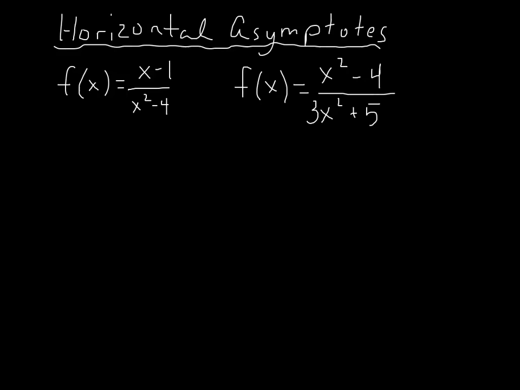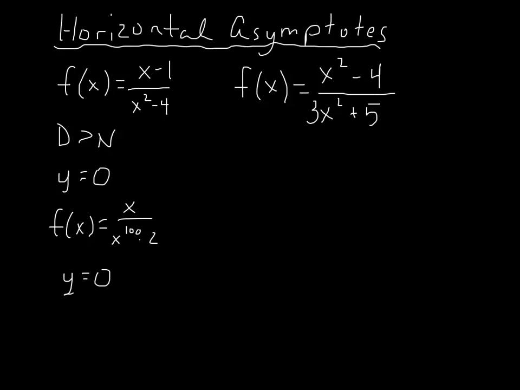Alright, as we look at this from class on Friday, there's two ways to have a horizontal asymptote. One way is if the denominator's degree is greater than the numerator's degree. In this case, it results in a horizontal asymptote y equal to 0, no matter what the difference is. So if I have f of x equals x over x to the 100 minus 2, no difference. You're still going to have a horizontal asymptote of y equal to 0.